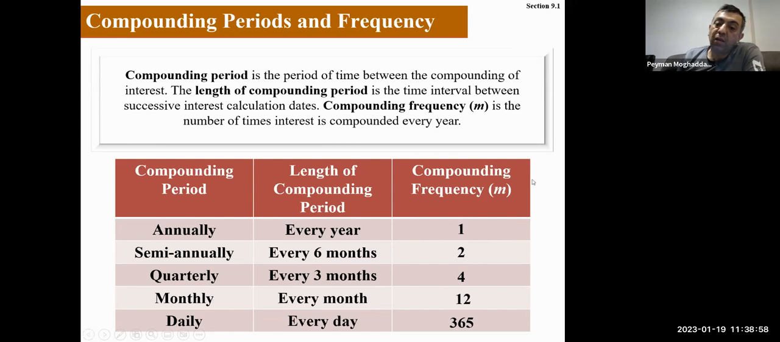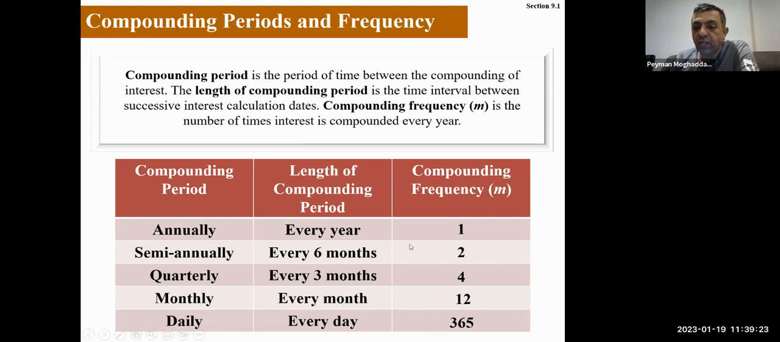So you have to remember that the compounding frequency is the number of time periods that, if you accumulate them together, make 1 year. So how many months in a year? It's 12. How many days in a year? It's 365. How many 3 months in a year? It's 4. How many 6 months in a year? It's 2. And how many years in a year?